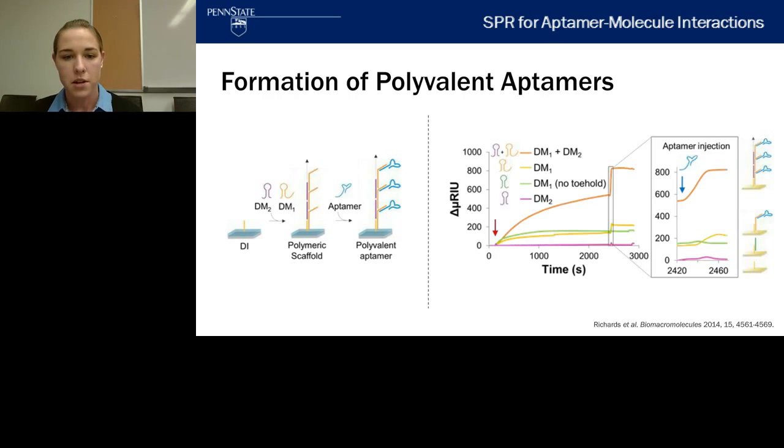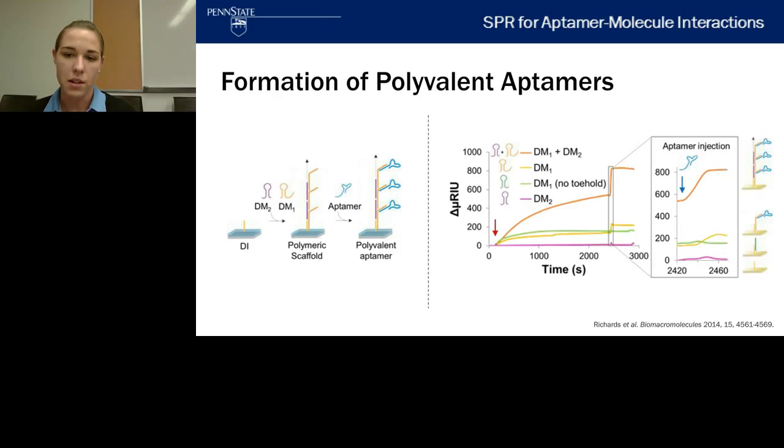So when the aptamer is incubated with this polymeric scaffold, binding between the aptamer and this toehold region creates a polyvalent aptamer structure. So when we look at the sensorgram on the right, we can see that the DNA polymers can be formed through the use of both monomers, and that by having this binding region, in the case of the yellow versus the green line, we can see that the aptamer can be bound when there's this toehold region, where the aptamer cannot be bound in the case of a monomer 1 with no toehold region.